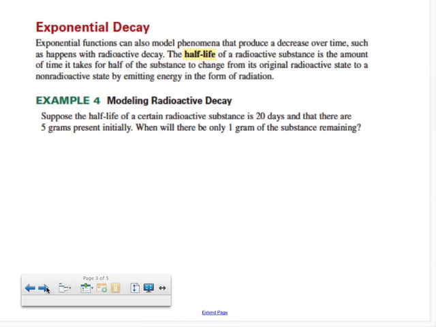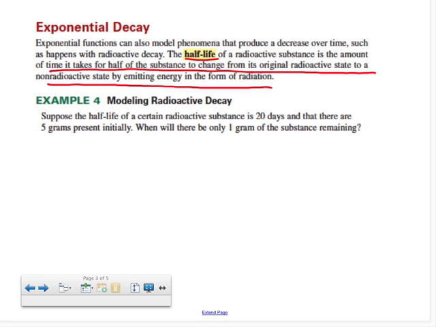And so we often talk about what's called a half-life, and a half-life is actually an amount of time. It's the amount of time it takes for half of the substance to change from its original radioactive form to a more stable state by emitting energy. So let's suppose, I'm looking at example 4 here now, the half-life of a certain radioactive substance is 20 days, and that there are 5 grams present initially. When will there be only 1 gram of the substance remaining?